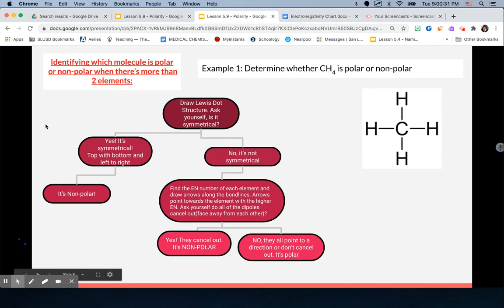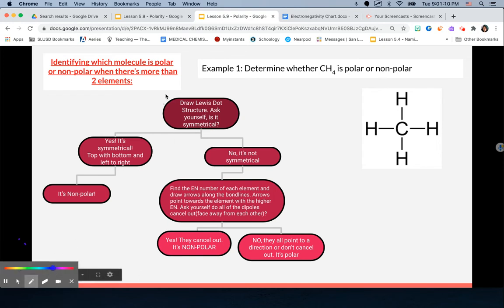Okay, what if I have a slightly complicated molecule, a molecule where there's more than two elements? So how do we identify whether a molecule is polar or nonpolar when there's more than two elements? Here's an example of how to solve this. Determine whether CH4 is polar or nonpolar. I've created a flow chart of all of the steps because it's a little more tricky. Starting at the top, step number 1: draw the Lewis dot structure and ask yourself, is it symmetrical?